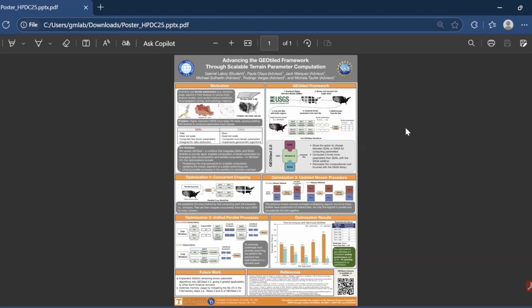I am a research specialist at the Global Computing Lab under Dr. Michela Taufer and a recent master's graduate in computer science from the University of Tennessee, Knoxville. Today, I have the pleasure of presenting to you: Advancing the GEOtiled framework through scalable terrain parameter computation.